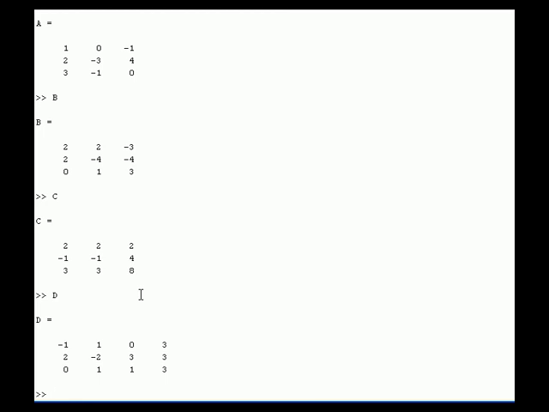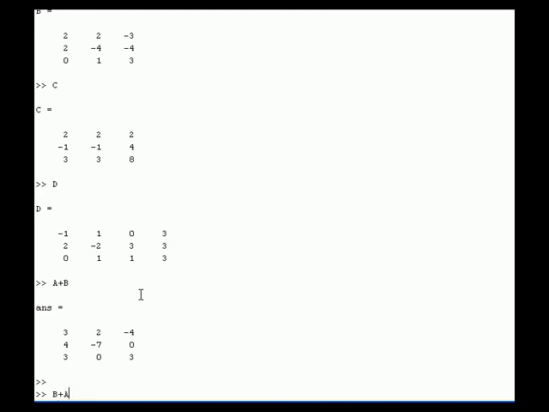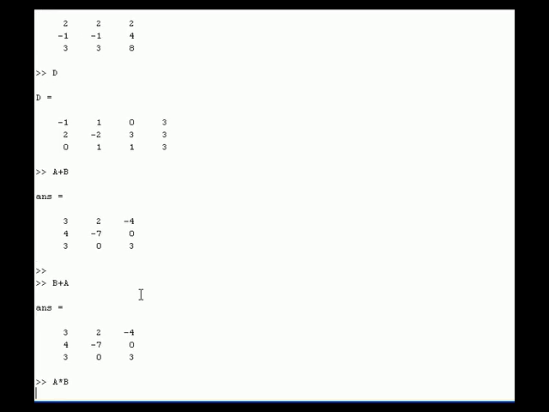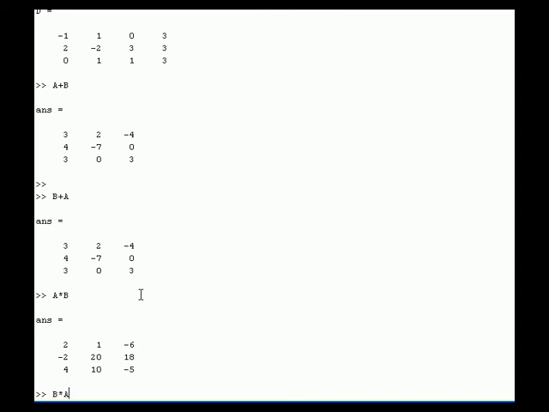And we mentioned that matrix multiplication is not commutative. Matrix addition is, of course. A plus B is the same as B plus A. That's obvious because you're just adding the components. It doesn't matter what order you add them. Matrix multiplication is not commutative, however, because see, A times B in this example is not the same as B times A.